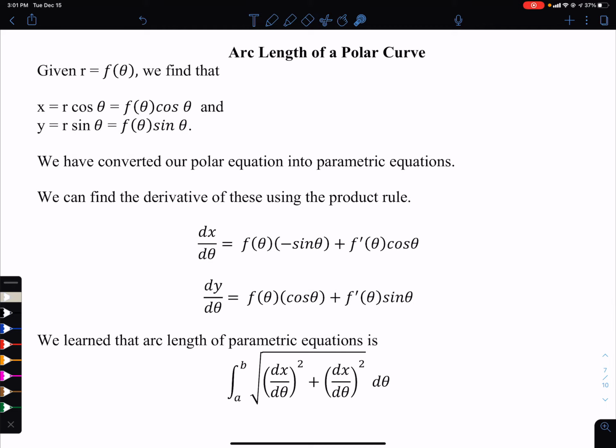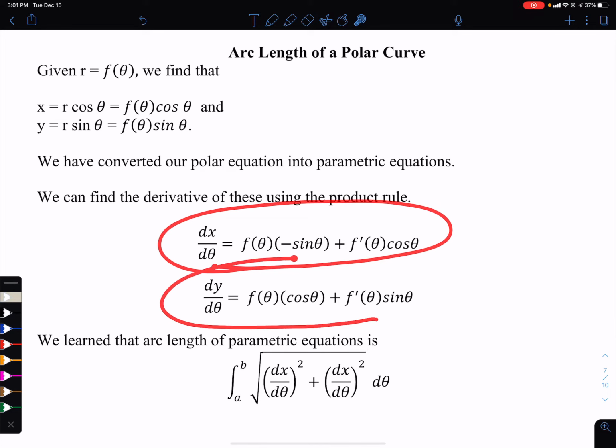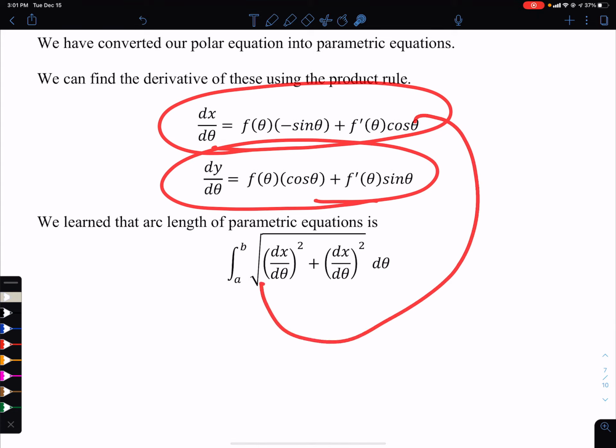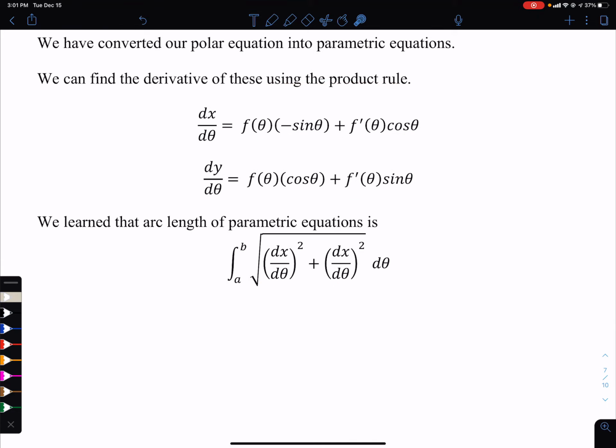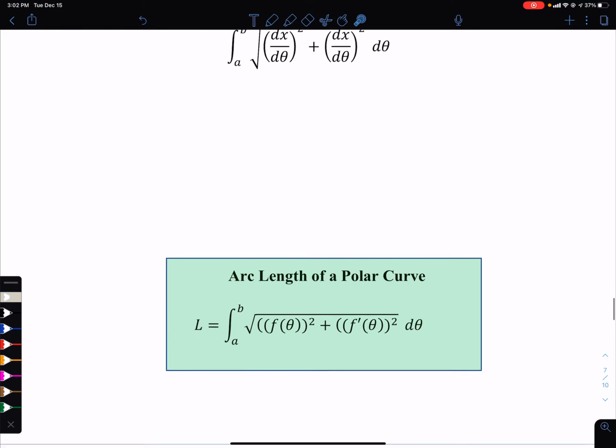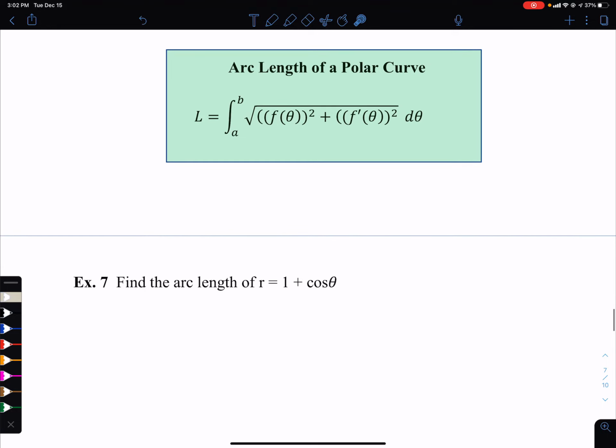We can change a polar r into an x and a y, which is parametric. So we do that. You find the derivative of x using product rule, the derivative of y using product rule, and you pop that in here and here, and you integrate it, and that's how you can get the length of a polar curve, quite simply. So we already know how to do that. We just convert the polar into parametric. So there is your formula.